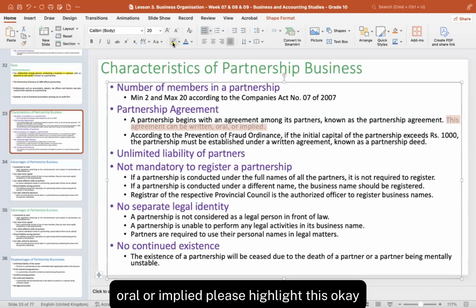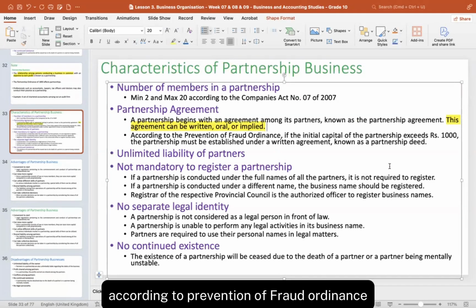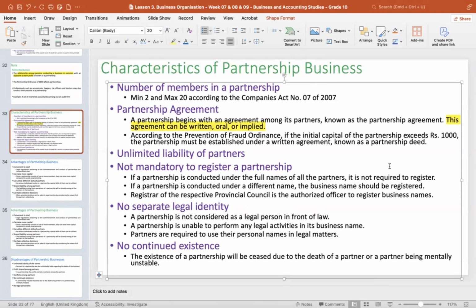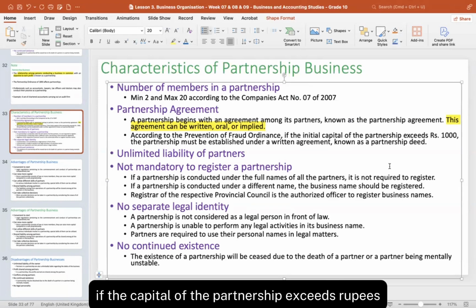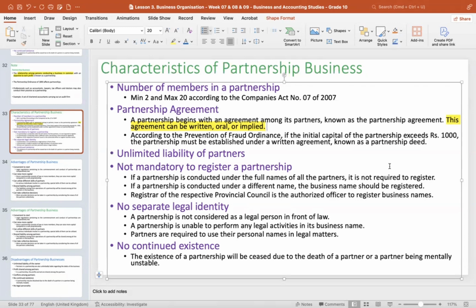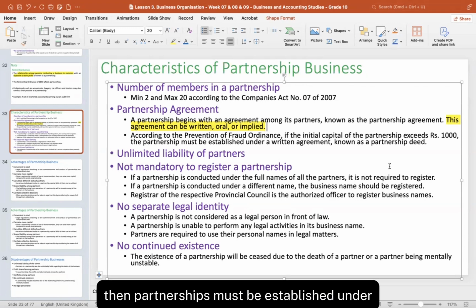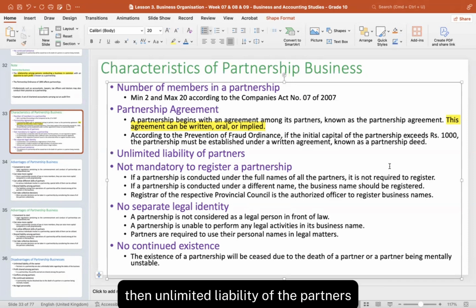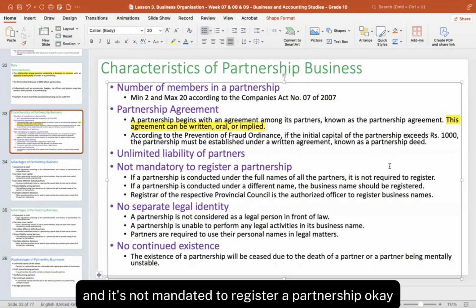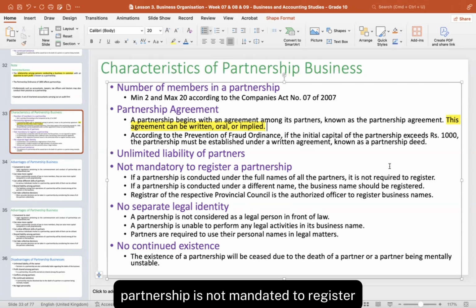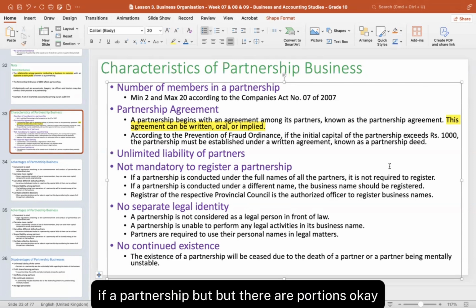Please highlight this. Okay. According to the Prevention of Fraud Ordinance, if the capital of the partnership exceeds rupees 1,000, then partnerships must be established under a written agreement known as a partnership deed. Okay. Then unlimited liability of the partners. There is unlimited liability of the partners, and it's not mandatory to register a partnership. Okay. Partnership is not mandatory to register, but there are provisions.